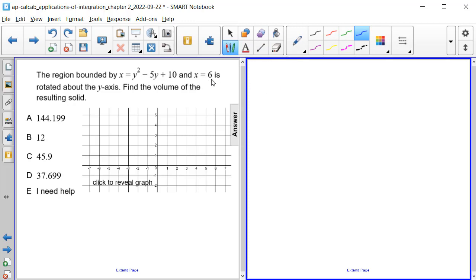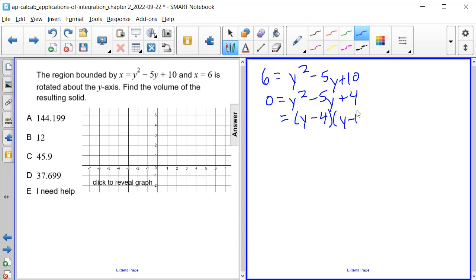If x is 6, then I can substitute 6 in for x in the other equation. So we'll have that 6 is equal to y squared minus 5y plus 10. Since we have a quadratic, it's easiest to solve when we set it equal to 0. If we move the 6 over to the right side, we'll have that 0 is equal to y squared minus 5y, and then 10 minus 6, which is plus 4. And we can factor this. The factors of positive 4 that add up to negative 5 are y minus 4 and y minus 1.